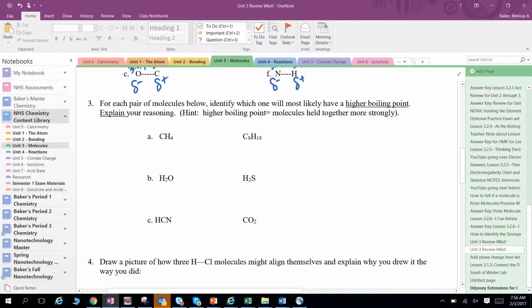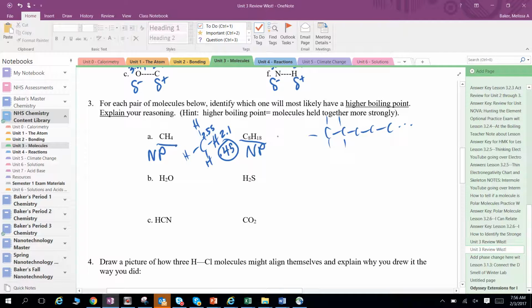Number 3, for each of the molecules below, which one would be harder to boil? Explain. Well, for letter A, it's all carbon and hydrogen bonds. That's a tie, 2.55 and 2.1. The difference between those numbers is only 0.45. If it's not 0.5 or greater, then there's no polar bond. So this would be a non-polar molecule. Same thing with C8H18. If I drew this all out, it continues, it would all be hydrogens and carbons. So this is also nonpolar.